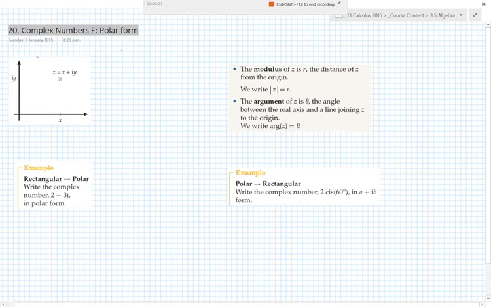Hello, in this video we're looking at complex numbers in polar form. This is quite a crucial, key video for you, and we're going to cover a real key concept here.